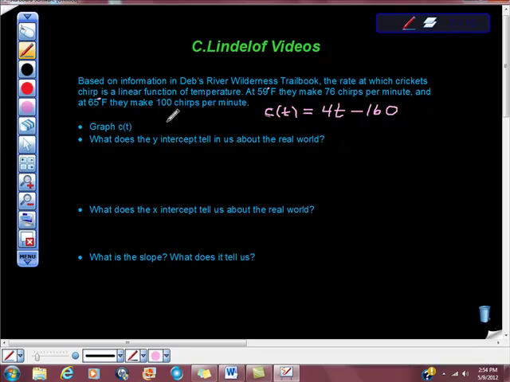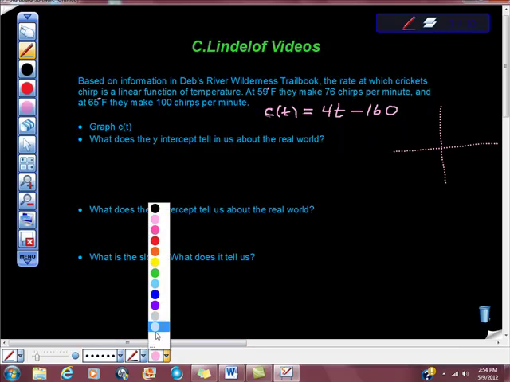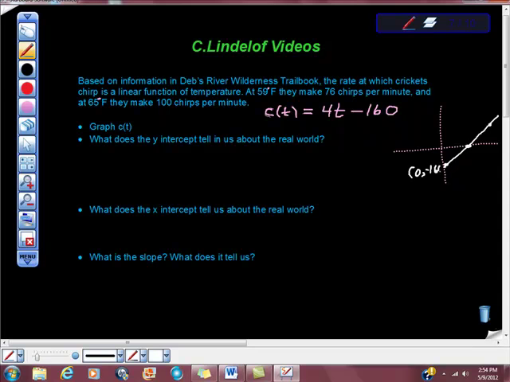Here's our function. We're asked here to graph it. So I'm going to just graph it over here if you don't mind. I'll put it on our Cartesian plane. Thank you, Rene Descartes. And it looks something like this, doesn't it? It does this, like that. And we have some points here that we know. We have this point here, and we have this point. This is the point (0, -160).